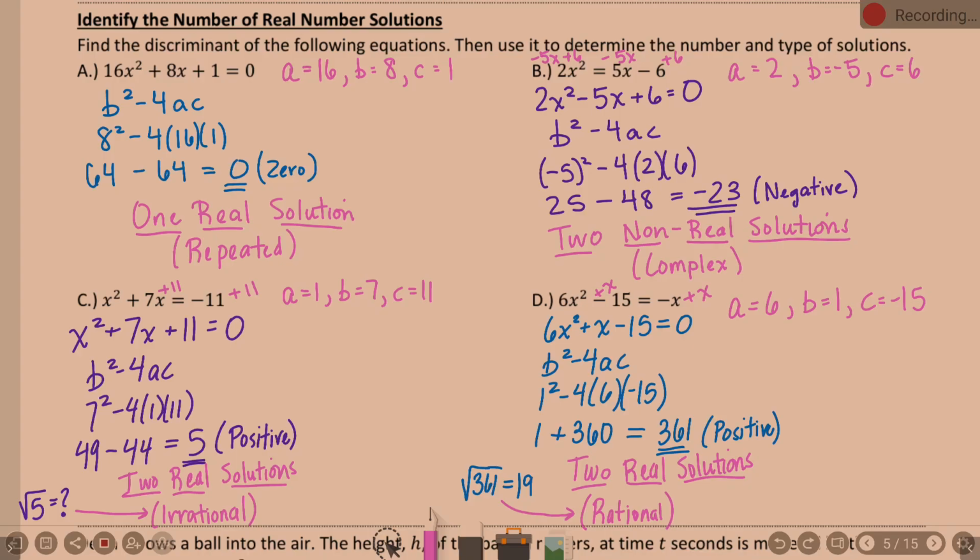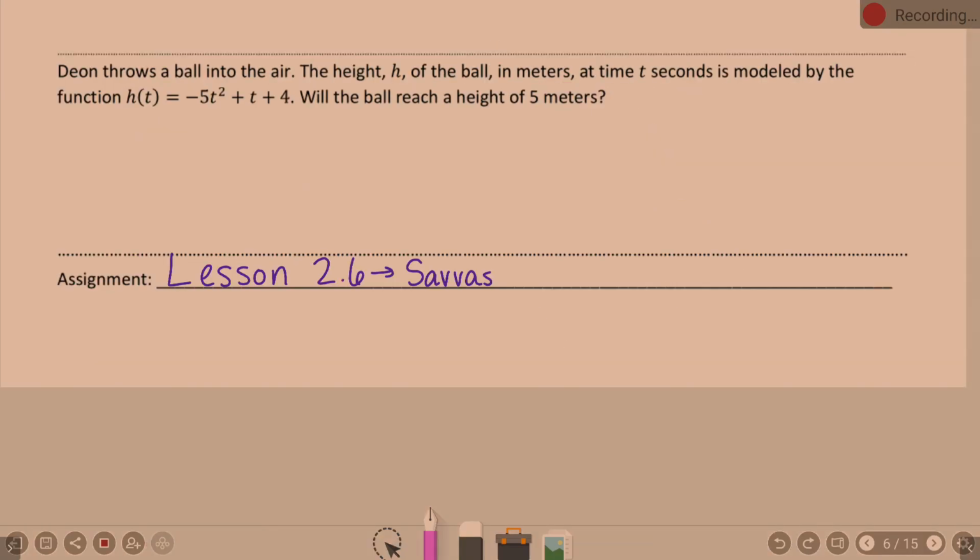And Dion throws the ball into the air. I think this sounds like yesterday, doesn't it? The height h of the ball in meters at any time t seconds is modeled by the function h of t equals negative 5t squared plus t plus 4. Yesterday, it was when will the ball hit the ground. So we set our equation equal to 0. This time, it's will the ball reach a height of 5 meters.